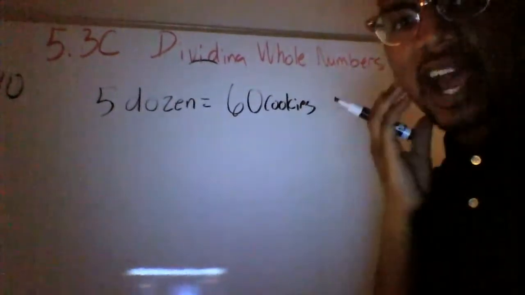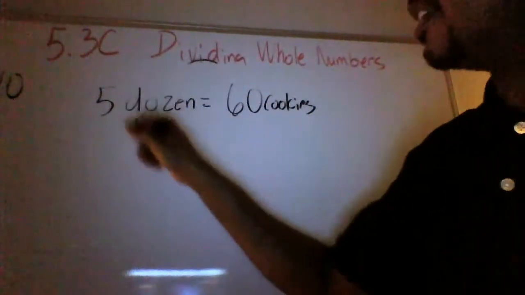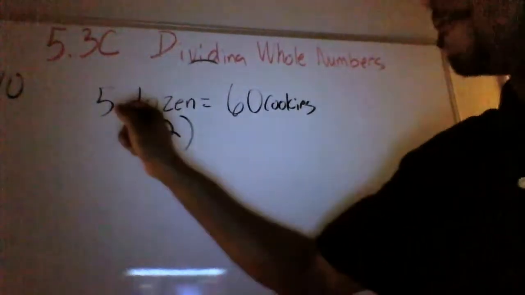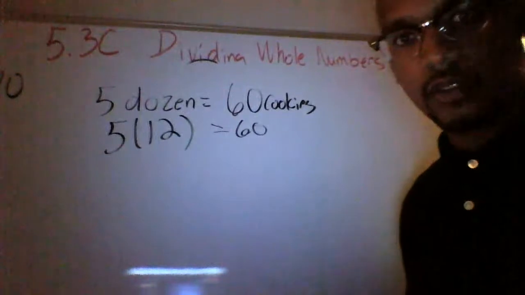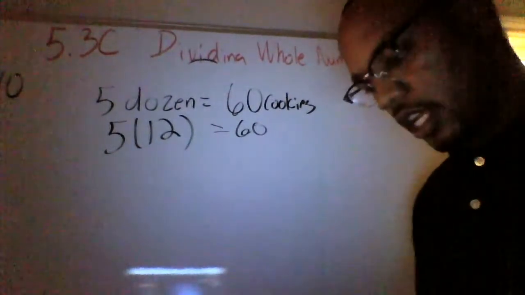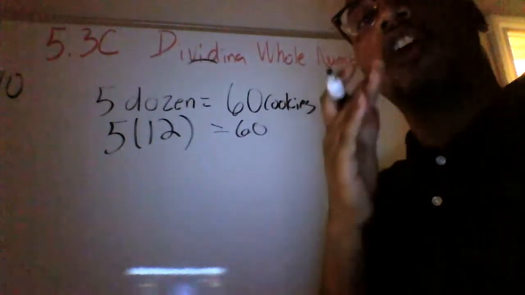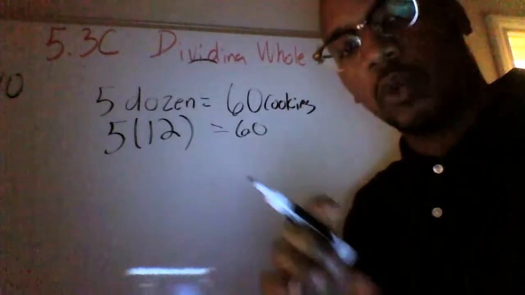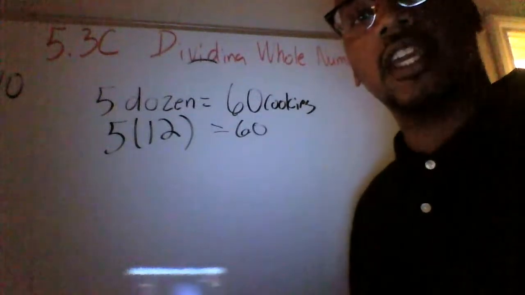Mr. T, how do you know 5 dozen cookies equals 60? Because dozen means 12. And 5 times 12 is equal to 60. All right? So that's how I know she has 60 cookies. Now, with that 60 cookies, she's going to give out cookies to 16 kids equally. She's going to spread it out equally among 16 different kids.